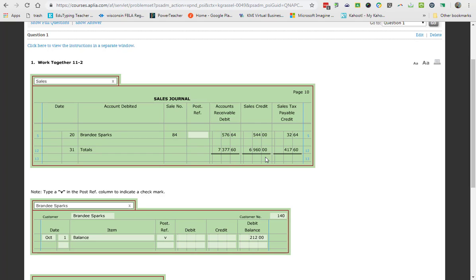The accounts receivable column, right? So we have to make sure that we do this. We don't want to post the value of sales or the value of sales tax into that. We need to make sure we use this number. So for Brandy Sparks, we're going to post that $576.64.